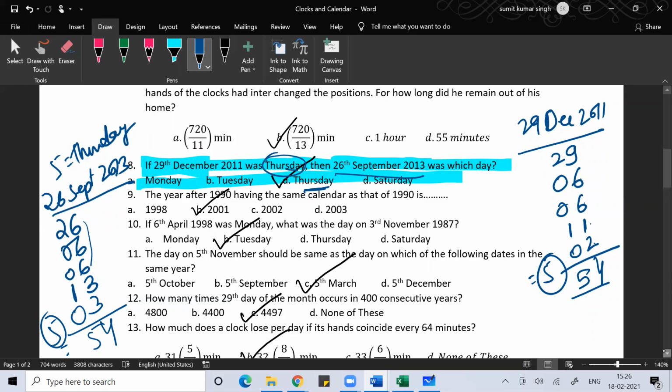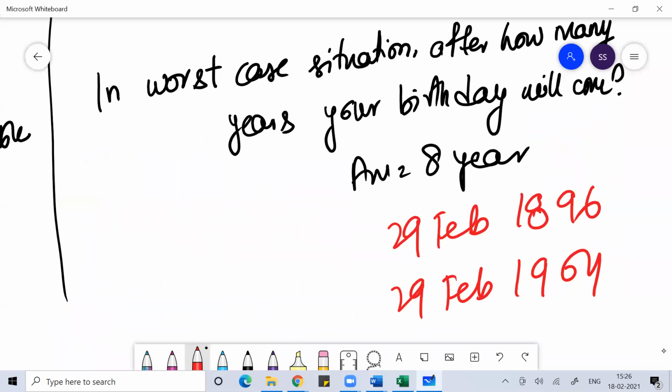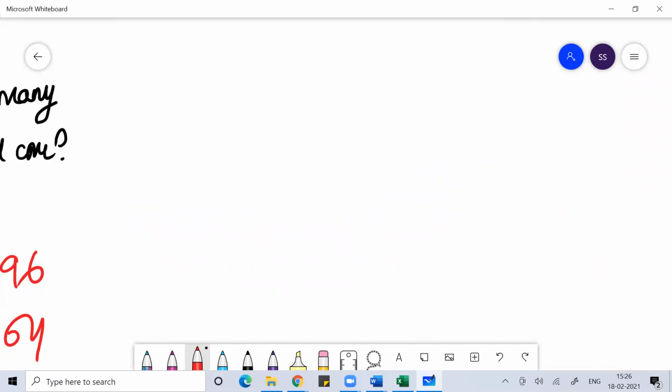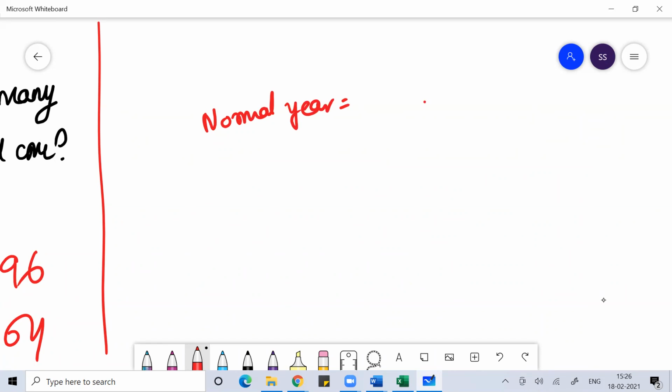If you want, you can do this manually also. Imagine if this class had not happened, then you would have to do this manually. So manually, how to do this? Manually you can do it, but again, this would take a lot of time. You know that there is a leap year and a normal year. A normal year has 365 days, which means 52 weeks plus 1 day extra. So remember, in a normal year, your day will increase by one day.